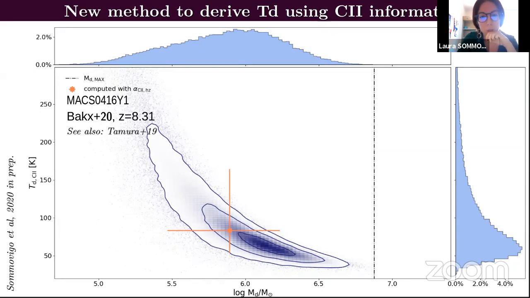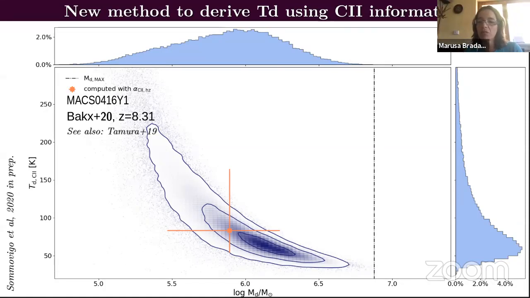Without this method, what one does is simply assume the dust temperature and proceed to compute all the other properties, such as dust mass, based on this assumption. So at least we can constrain the region in which one can vary the dust temperature in the initial assumption. Then I don't know if I answered the question. Yeah, so there is another question related to that. So maybe you can answer it again in the chat.